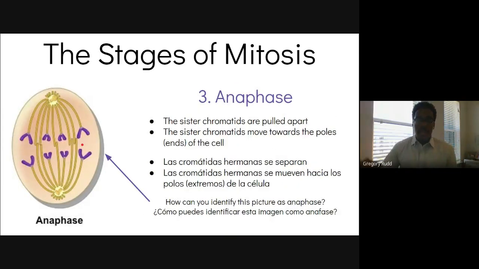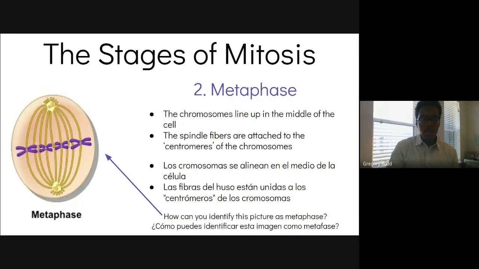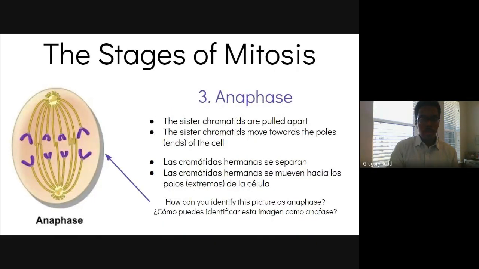The next stage of mitosis is called anaphase. This is when the sister chromatids are pulled apart and they move towards the poles, aka the ends of the cell. So here they were in the middle. Now they're being pulled towards the ends of the cell. Middle, pulled towards the end. So how can we identify this picture as anaphase? What's a clue that this is anaphase?